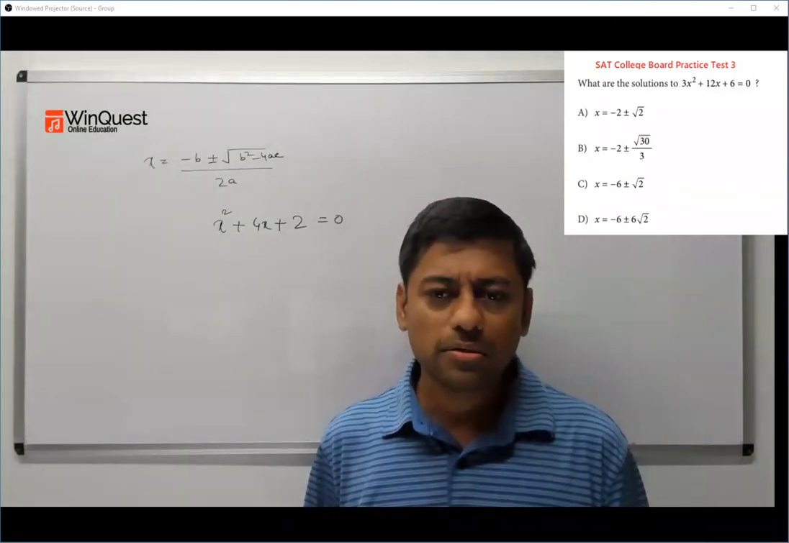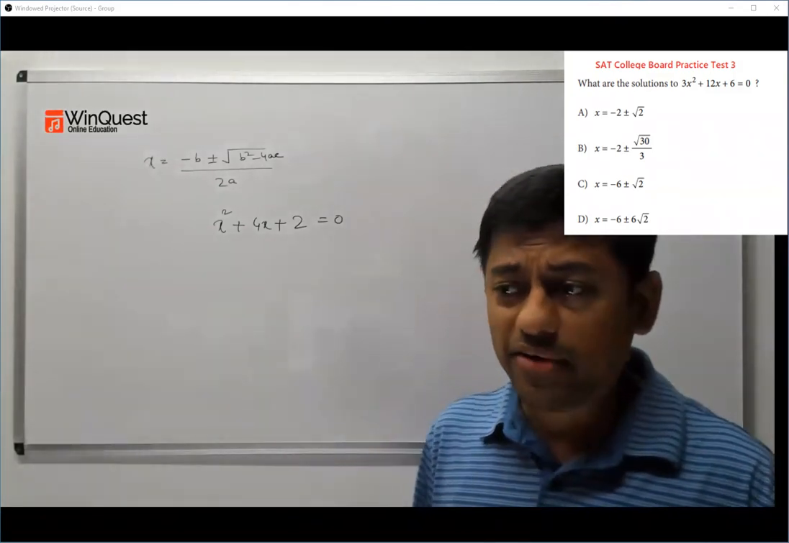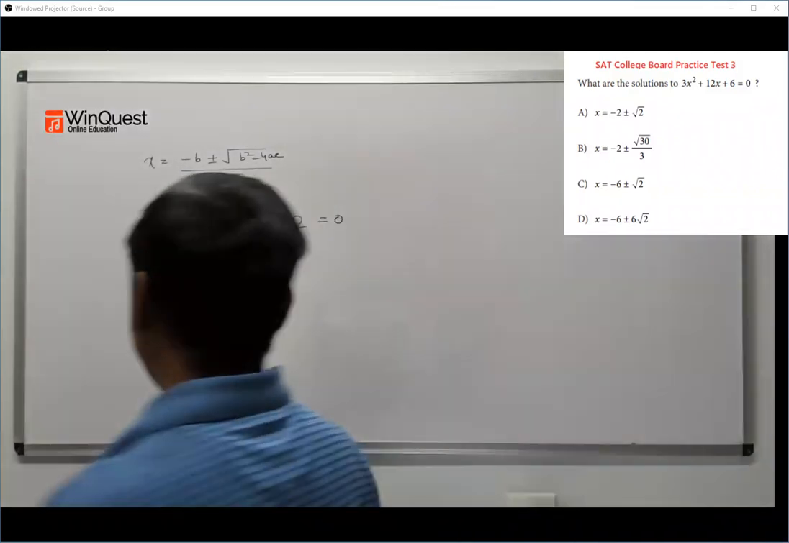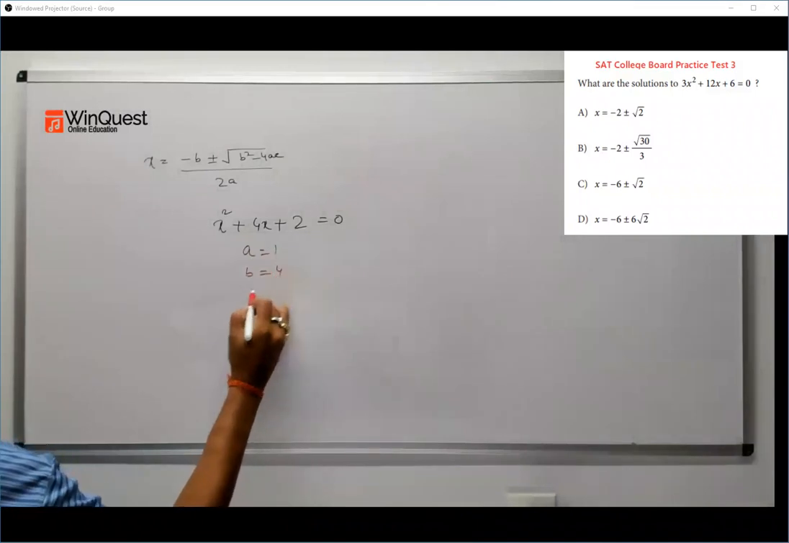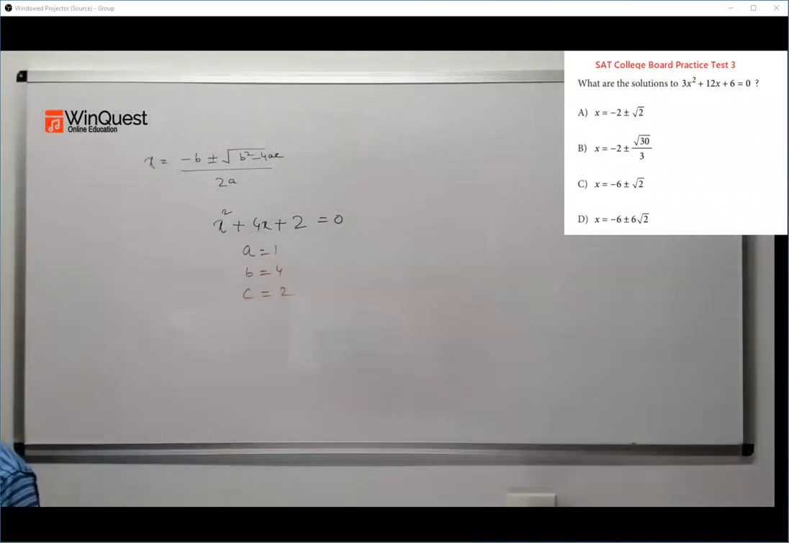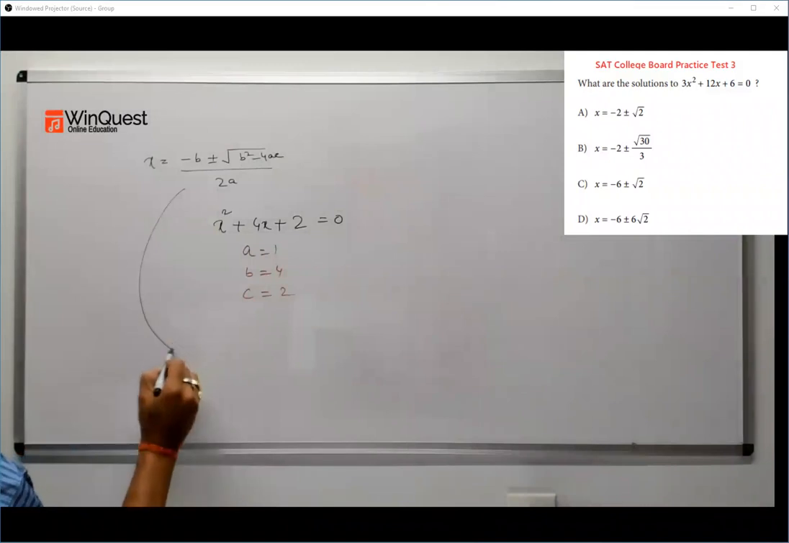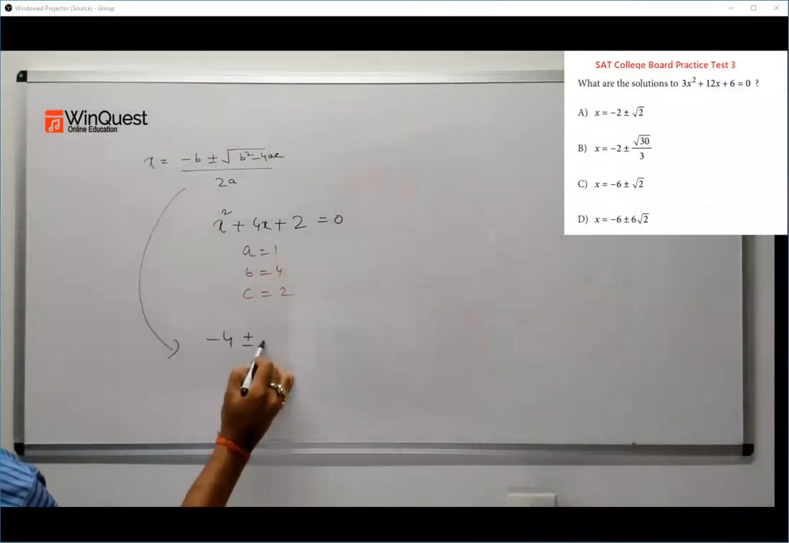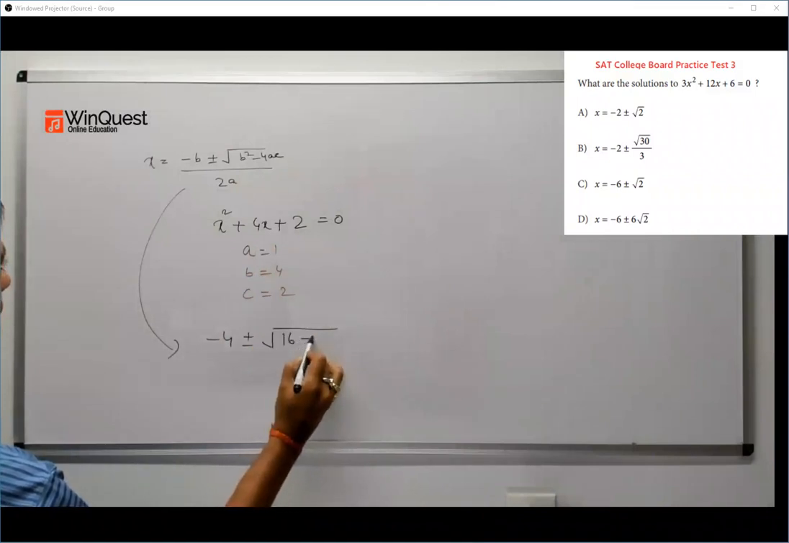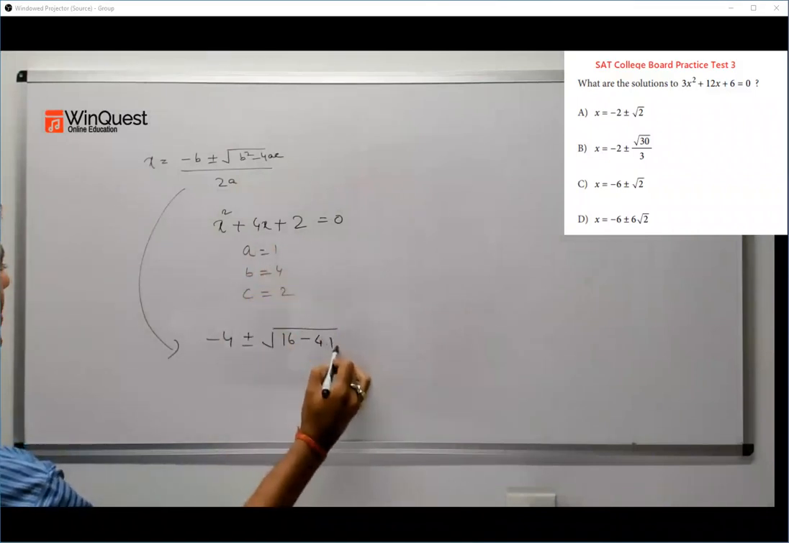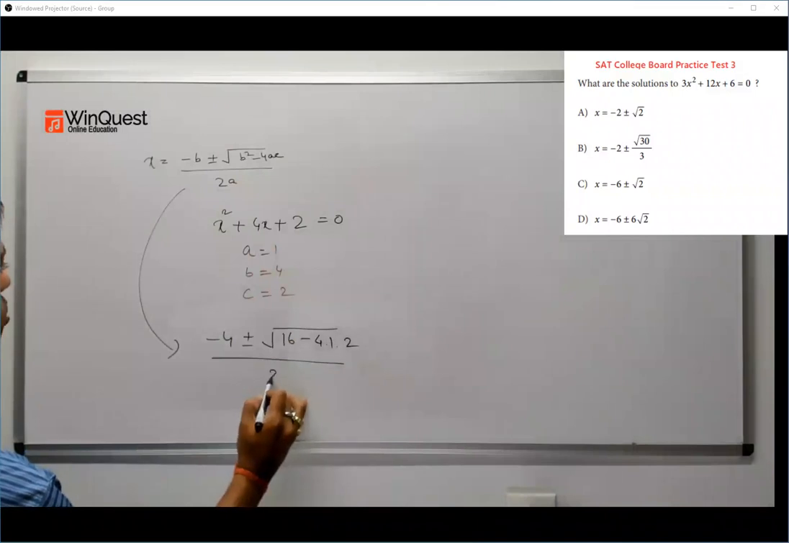Why did I divide it? I will have less multiplication, I will have less stress. Very clear. In this case, A equals 1, B equals 4, C equals 2. Minus B becomes minus 4, plus minus square root of B square, which means 4 square. 4 square is 16, minus 4AC, where A is 1 and C is 2, divided by 2A, which means 2 multiplied by 1.